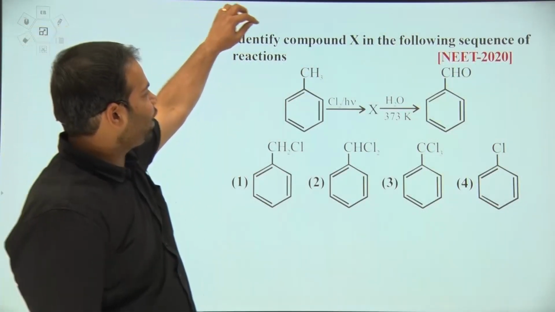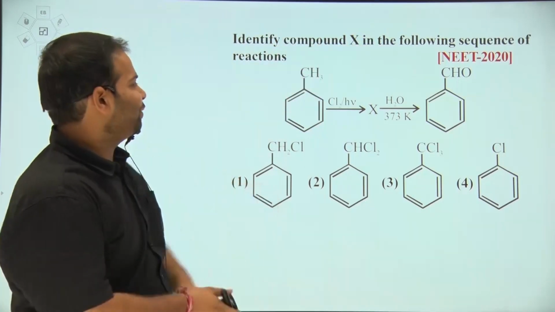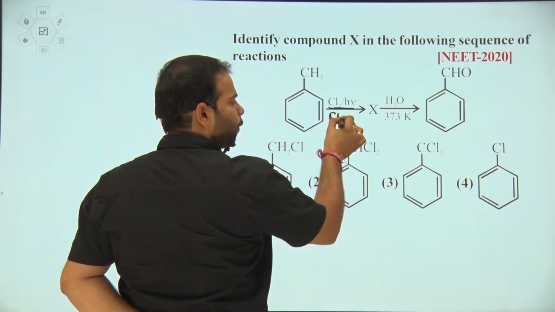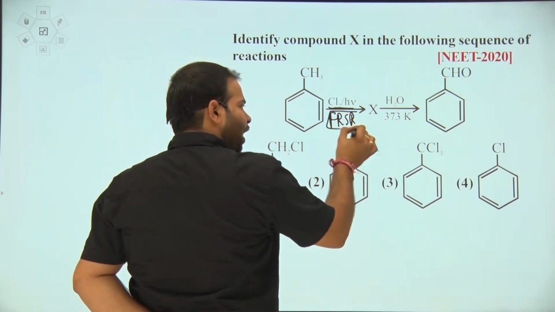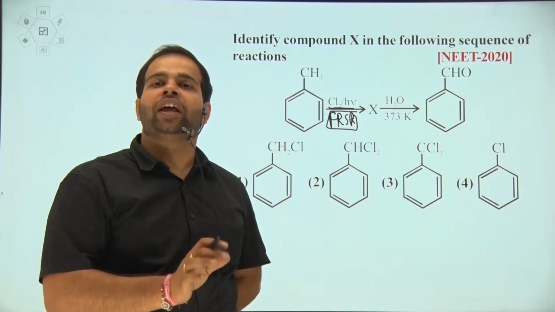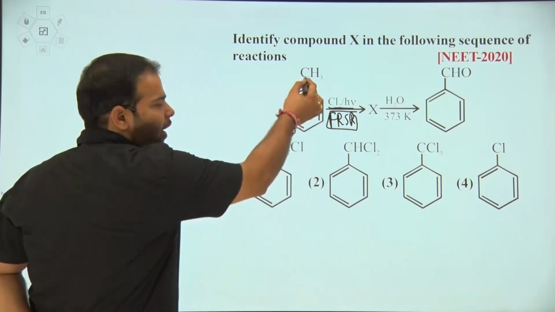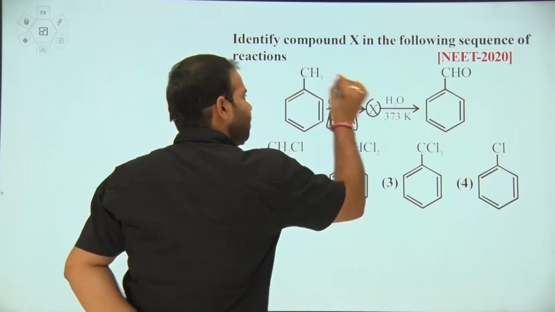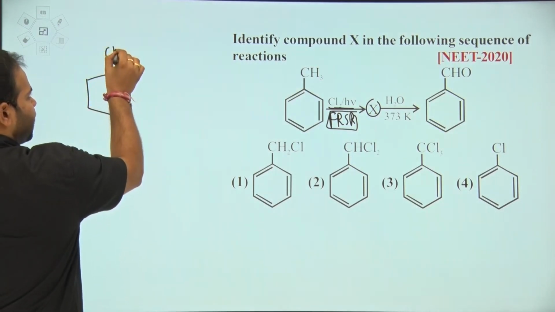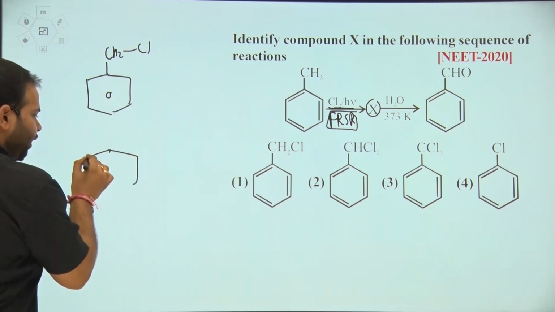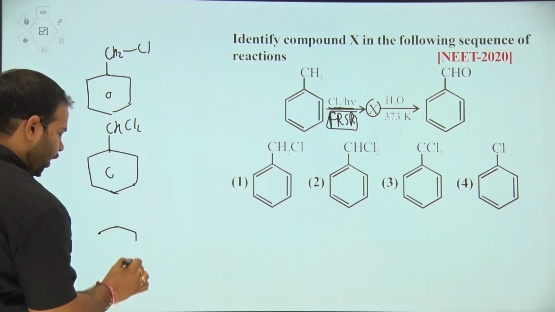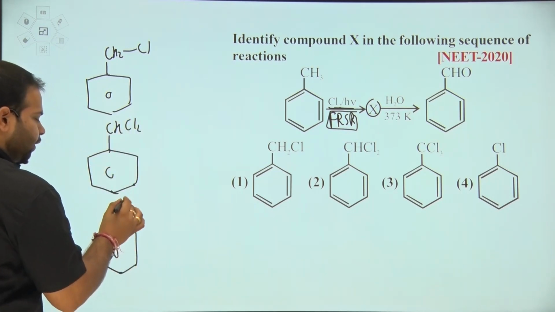Now the question is, identify compound X in the following sequence of reactions. Toluene is reacted with Cl2 in the presence of light, which means it is an example of a free radical substitution reaction. And we know that in free radical substitution, there is a possibility of mono substituted, di substituted, and tri substituted products. 3 products can be formed because there are 3 hydrogen atoms. This means X can be the monochloro product, benzyl chloride CH2Cl, or it can be CHCl2, and it can also be CCl3.